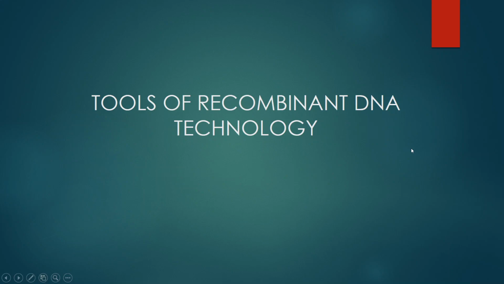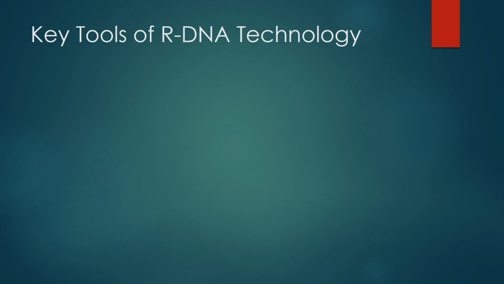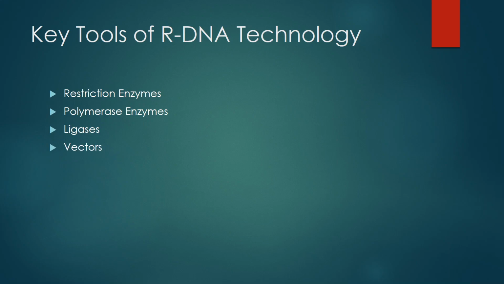Today we are going to learn about the tools of recombinant DNA technology. First, let us know the key tools required for rDNA technology. Restriction enzymes. These are enzymes used to cut the DNA bands. Polymerase enzymes. These are used for the generation of multiple copies of the rDNA formed. Ligases. These are enzymes which are used to attach the DNA particles cut by the restriction enzymes. Vectors, these are used as the vehicles or transporters to transport the desired gene into the host organisms.